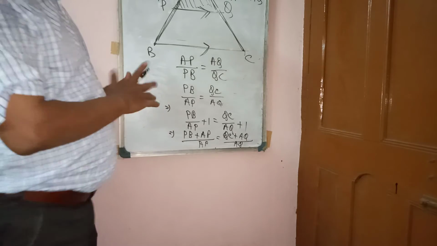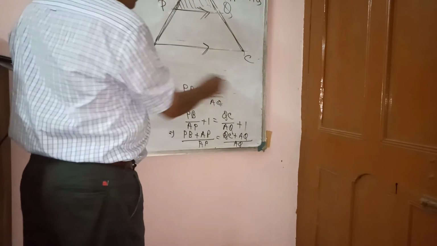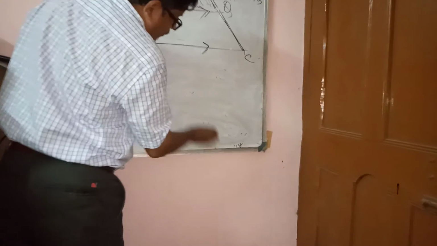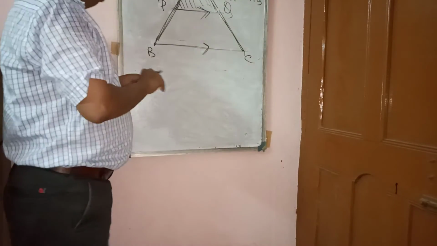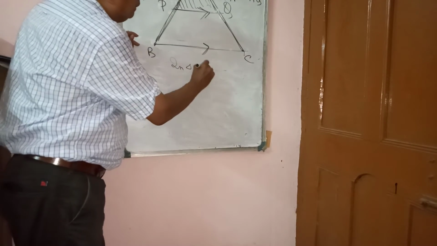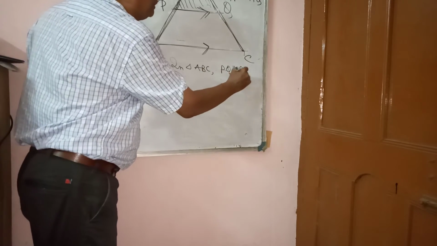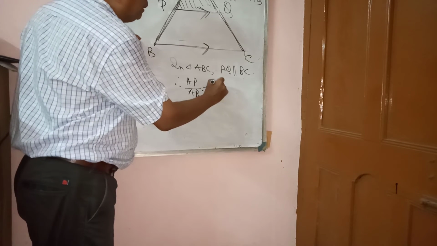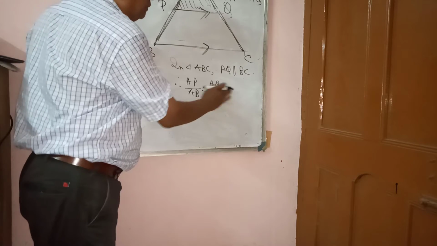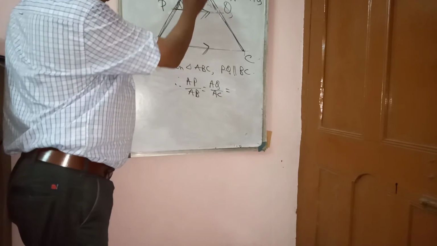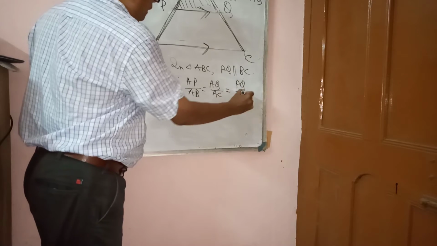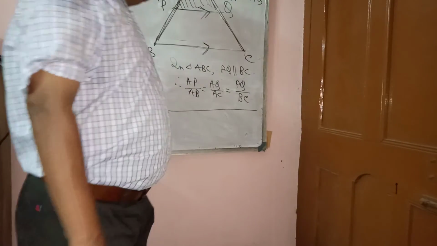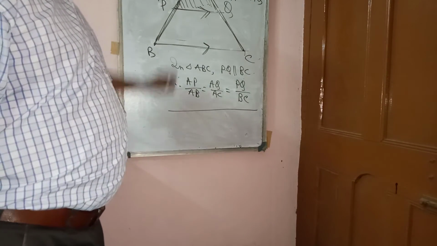So keep in mind, in triangle ABC, if a line PQ is given parallel to BC, then we can say AP by AB equals AQ by AC equals PQ by BC. Understood? PQ by BC. That is for these two triangles.